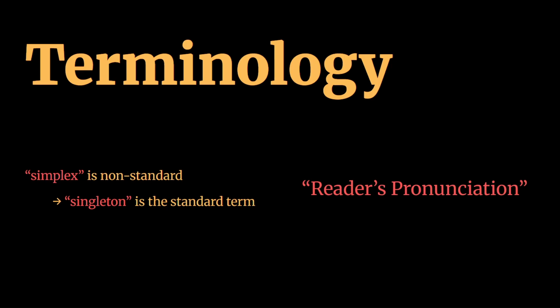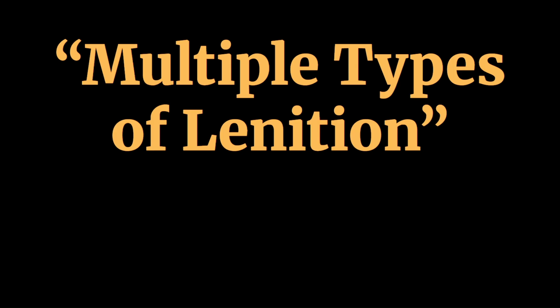The second is in regard to the phrase "multiple types of lenition." I referred to some changes between Latin and Spanish where multiple types of lenition occurred. It's worth noting that these types of lenition are not occurring simultaneously, but diachronically are occurring one after the other. It's only when looking at it from a synchronic perspective that they appear to be occurring simultaneously.